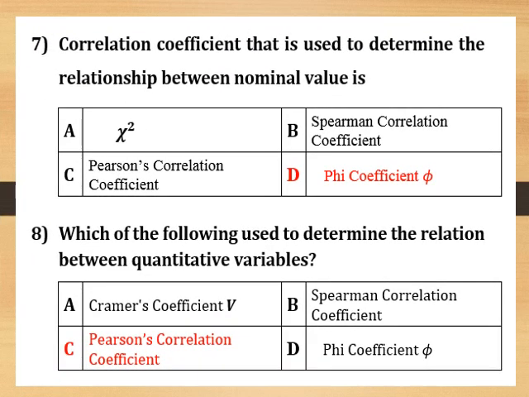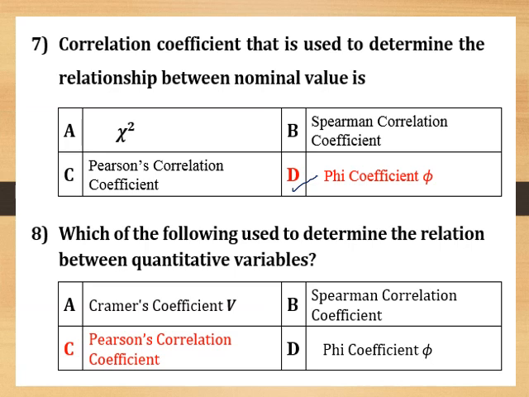Number 7, the correlation coefficients that are used to determine the relation between nominal variables are the phi coefficient and Cramer's coefficient. Then the correct answer is D.